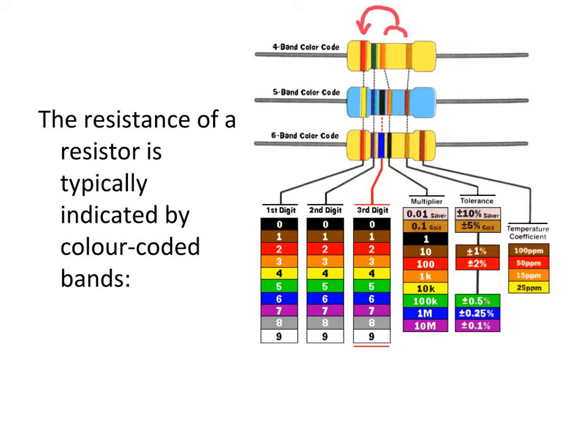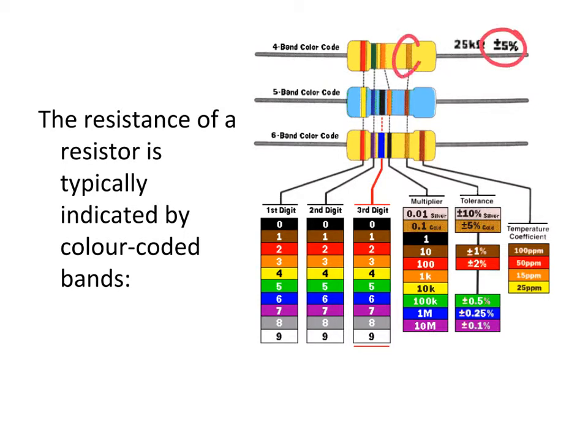So here we have the first band is red, which is this one right here, a 2. So that's our first digit. The second digit is a 5 because it's green. And the third colored band is orange, so the multiplier is 1000. So the resistance in this case must be 25 times 1000, or 25 kiloohms. Now the tolerance is plus or minus 5%.